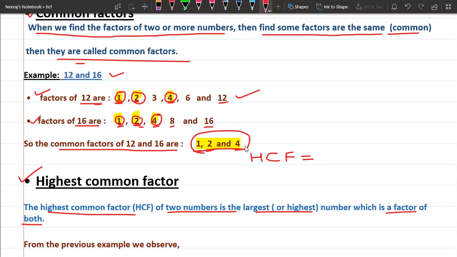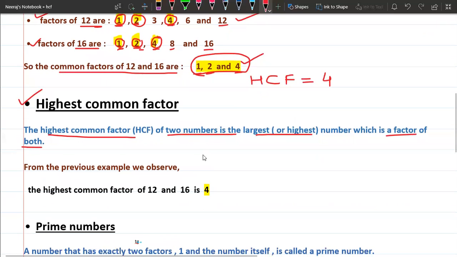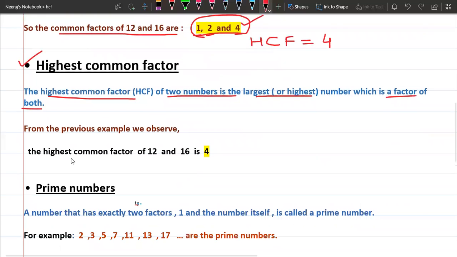4 has the largest value, so 4 is the highest common factor of 12 and 16. It means this is the highest value by which 12 and 16 are exactly divisible. So the highest common factor of 12 and 16 is 4 only.